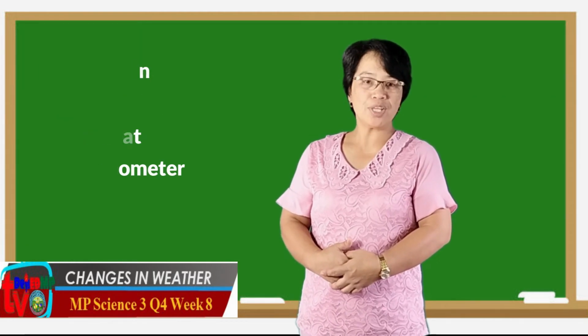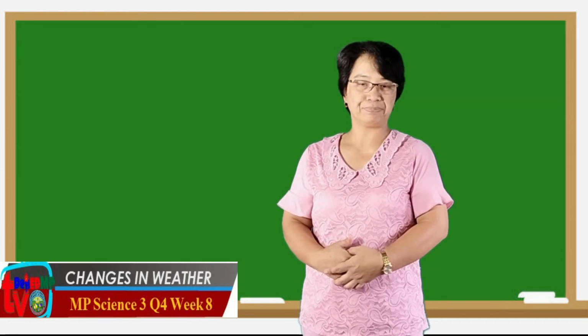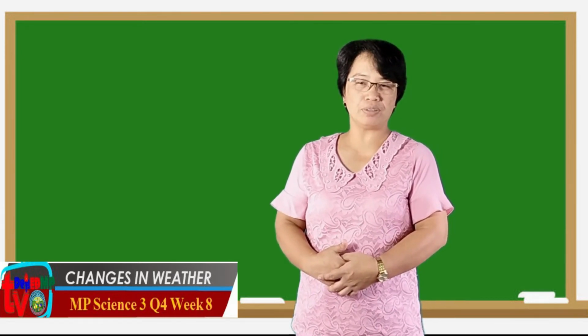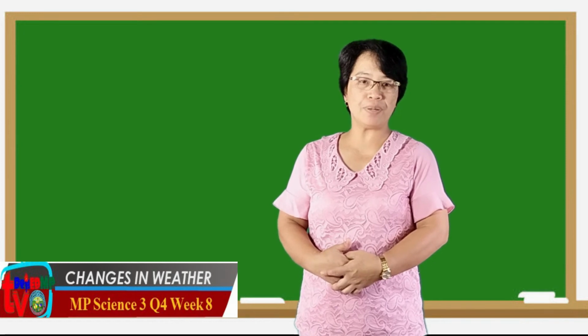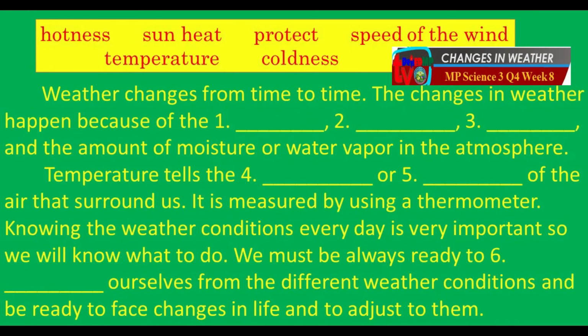And now, let's see what you have learned from the lesson. Fill in the blanks with the correct answer. Choose and copy the answer from the box. Write your answer on your paper. Weather changes from time to time. The changes in weather happen because of the blank, blank, blank, and the amount of moisture or water vapor in the atmosphere.